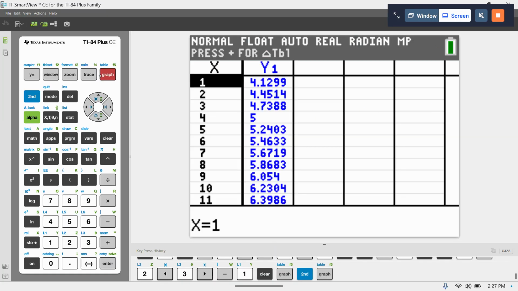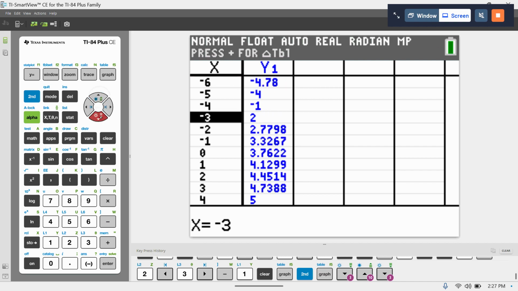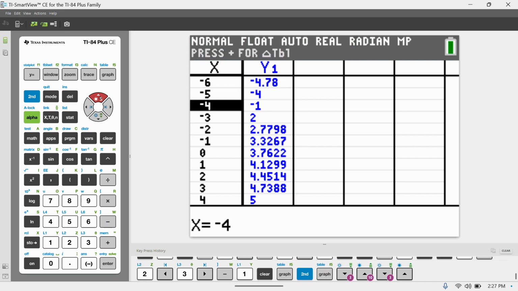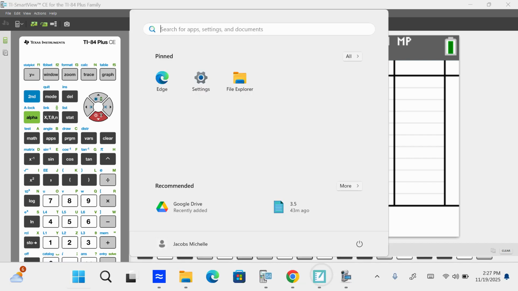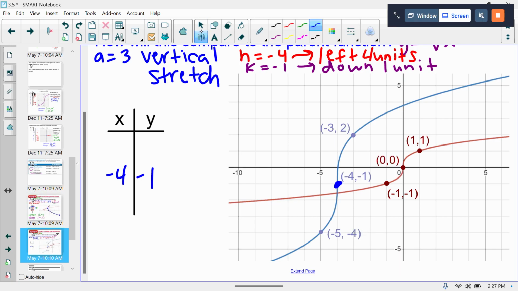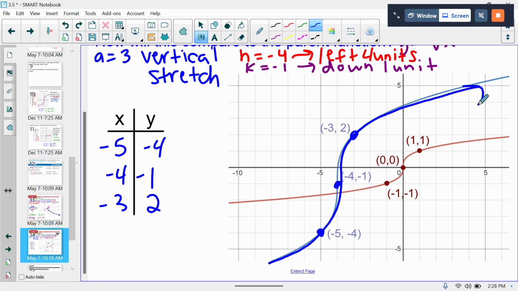So when you go to your table, think of this as being your center point, -4, -1, and just give me 1 point below it and 1 point above, just to help us connect it well, okay? You could always do more points than that if you want, but I just want at least 3 when it's a cube root function, okay? So then you would go ahead and graph it on your paper. So again, mine's already graphed, but here's -5, -4, -4, -1, and then -3, 2, so that we can see how to connect it, okay?